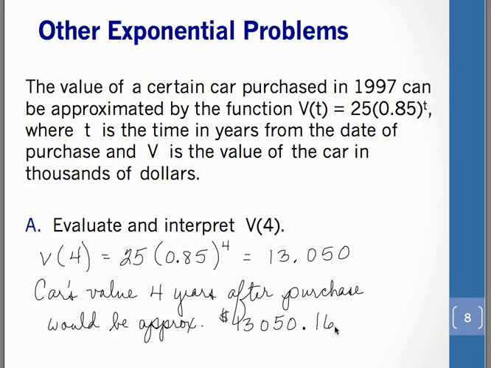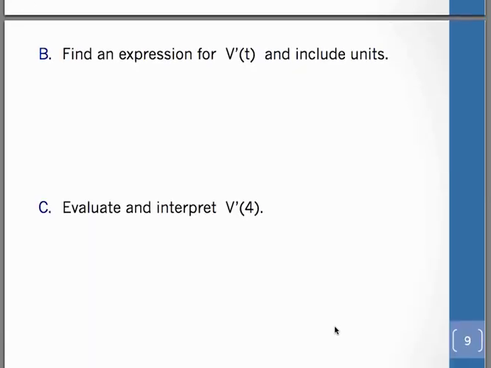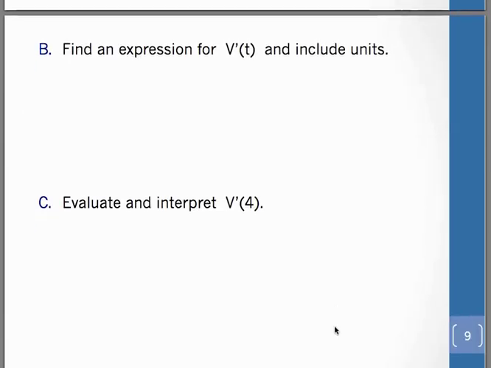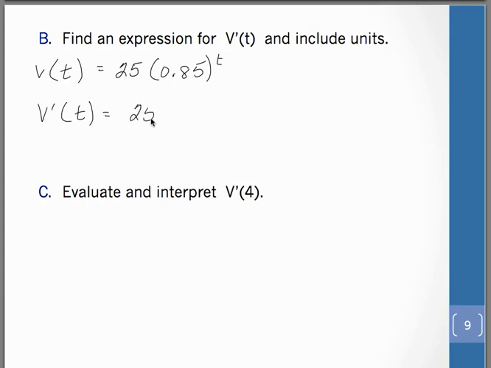So I'm sure you've done that kind of problem before. So let's get more into the calculus then. The next thing we're going to do is find an expression for v prime of t and include what the units of measure would be. So if you go back to the function, what it was, I can rewrite it here for us. So remember, v of t was given to be 25 times 0.85 to the t. So when we find v prime of t, the 25 as the coefficient simply remains.